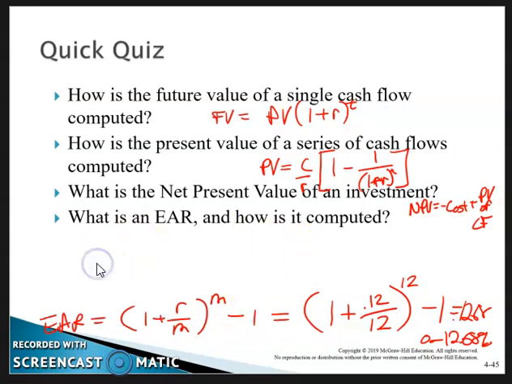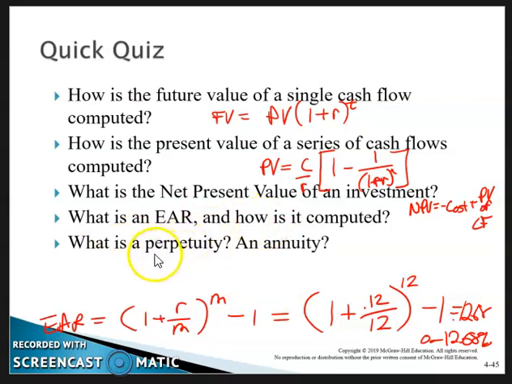All right. So last one, if I can. A perpetuity is an income stream that continues on forever at the same amount, does not change. An annuity is similar, except it has a fixed maturity. So it's a series of payments with a fixed maturity date. So that is all we have for Chapter 4.